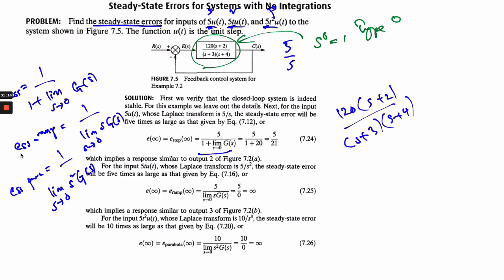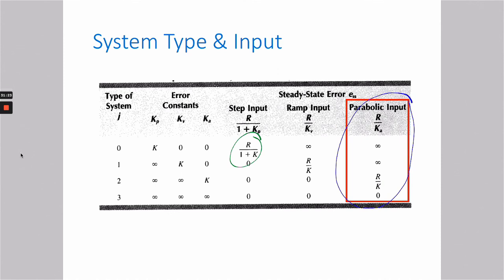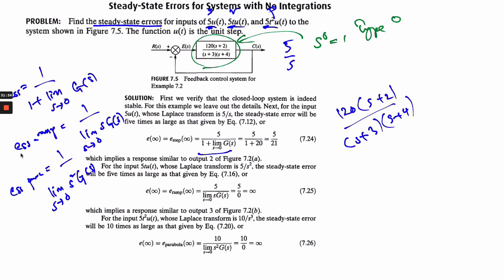So we know that if we have type 0, for the step response we will have a finite value. The system is type 0 and the input is step, so we expect the steady state error to be a finite value. Calculating, as s approaches 0, we have 120 multiplied by 2 over 12, so we get 20. So 5 over 1 plus 20 equals 5 over 21, which is a finite value.